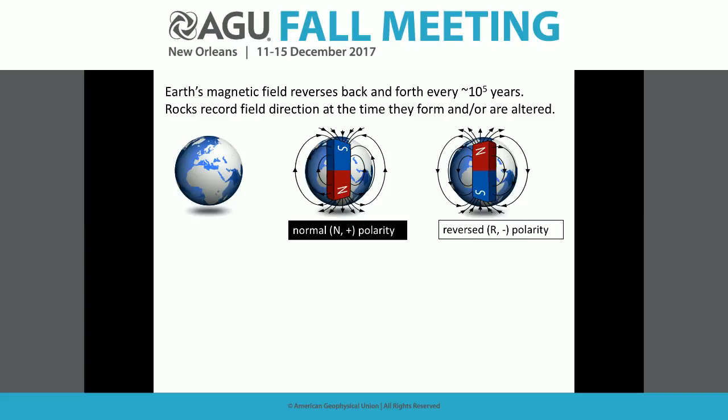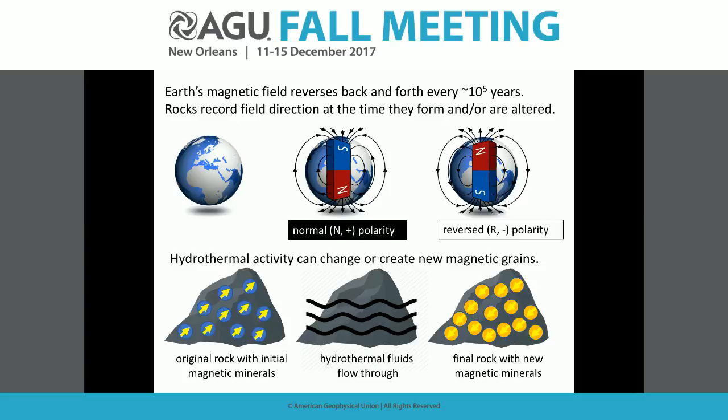So right now, the Earth is in a normal polarity regime, so the north geographic pole is actually the south magnetic pole, and the field has positive inclination. But at the time of the Chicxulub impact, the field was in the opposite polarity. It was reverse polarity, and the field had negative inclination. So you can imagine that after the Chicxulub impact, hydrothermal activity can alter the magnetization in pre-existing rocks.